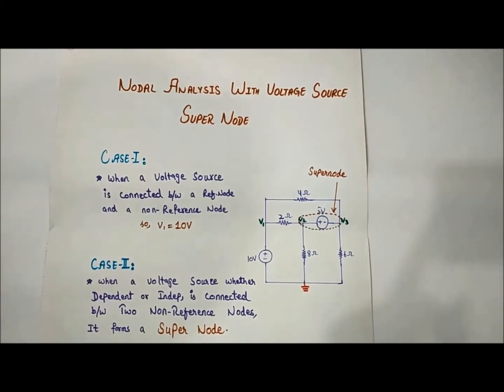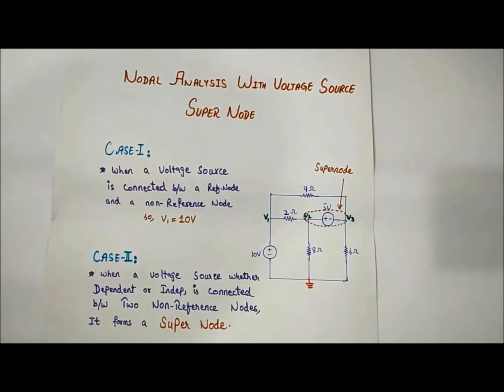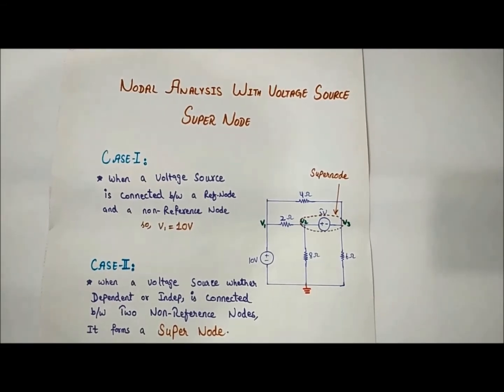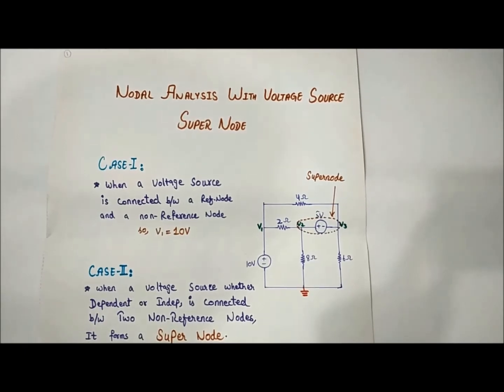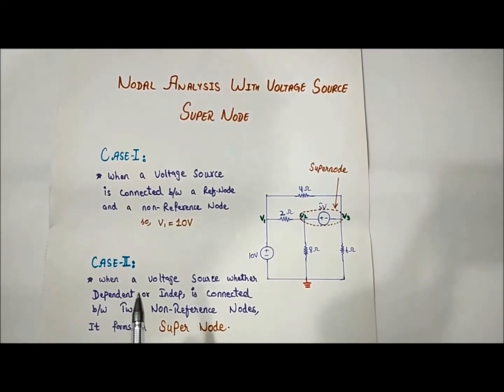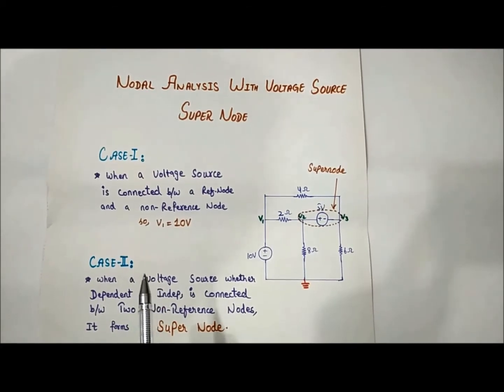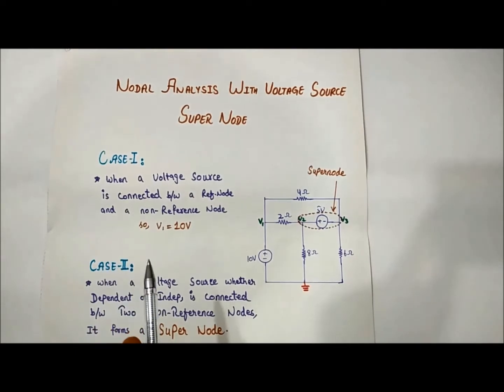There are several methods to analyze any sort of electric circuit. Here in this video tutorial, we will do nodal analysis with voltage sources. The main purpose of analyzing any circuit is to find the voltage across the non-reference nodes. In this circuit, there are two cases in which a voltage source is connected, and we have to do it with nodal analysis.